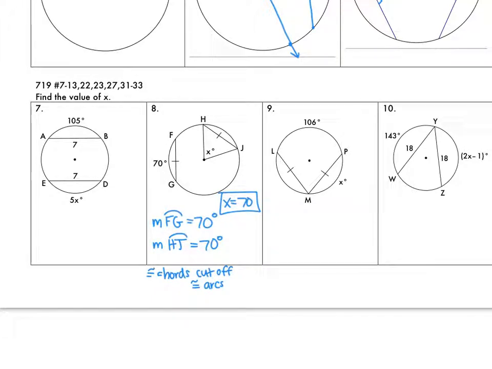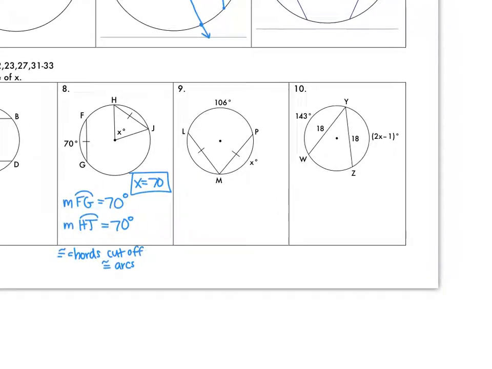All right, let's look at number 10 now. So on number 10, we've got the measure of arc WY is 143 degrees. Okay, and then if you look at it, these two arcs are congruent because their lengths are the same. So they both are 18. So I know that the measure of arc WY is going to be equal to the measure of arc YZ because their arcs are congruent.